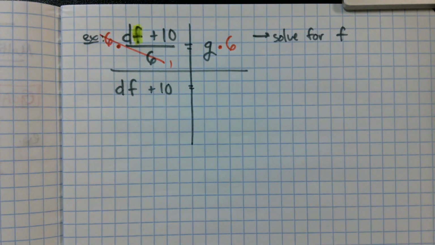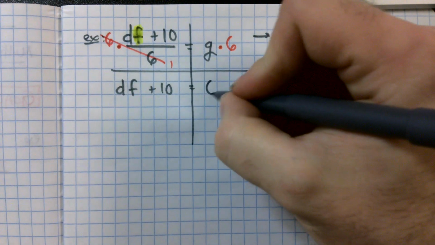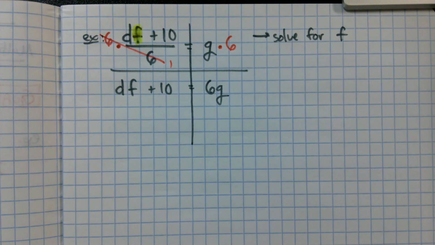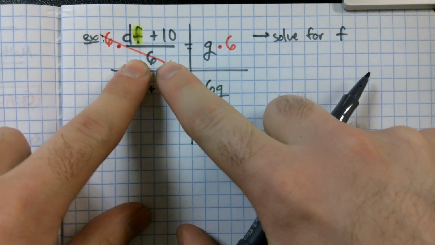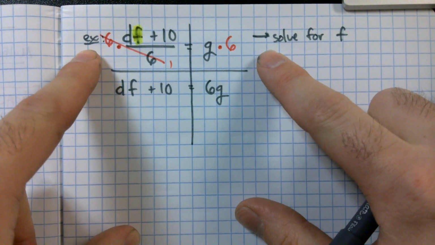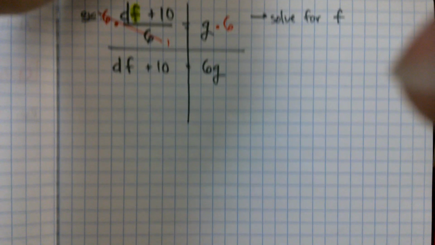What's g times 6? 6g. Now at least we're all on the same level. There's no fractions we're dealing with. So when you have that fraction, first thing you want to do is clear it by multiplying both sides by the denominator. Great job, Chloe.